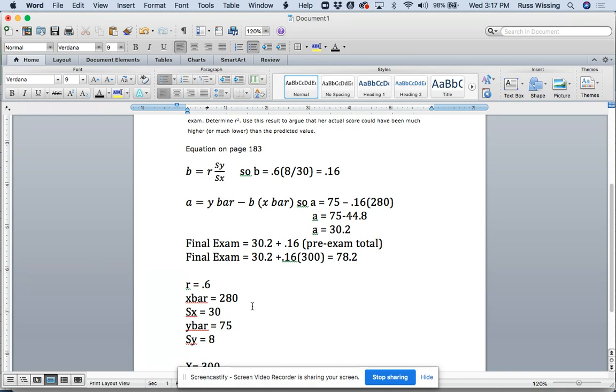So then I plug the 300 that she had for a pre-exam total in for x, and I get 30.2 plus 0.16 times 300. So her prediction for her test would be a 78.2. That's how you go about doing 3.5.